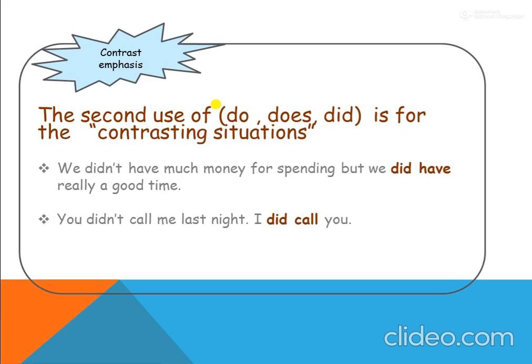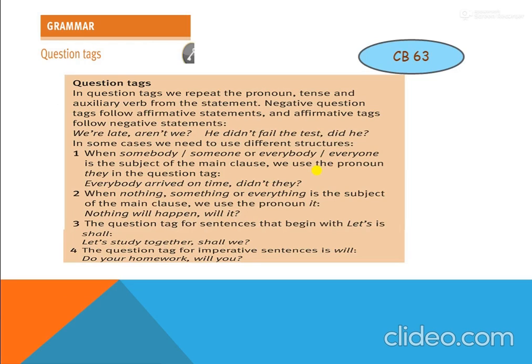Also, we can use do, does, and did for the contrasting situations. For example, we didn't have much money for spending, but we did have really good time. So here, even though we didn't have money, we did have really good time. Also, see this example. You didn't call me last night. I did call you. In the first sentence here, we feel that there is a kind of accusation. If I want to defend myself, I use did. I did call you, to put emphasis on the idea that I've called you.